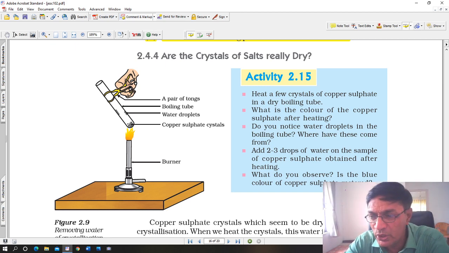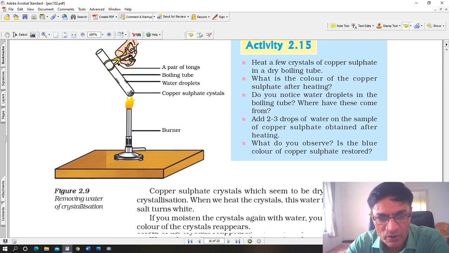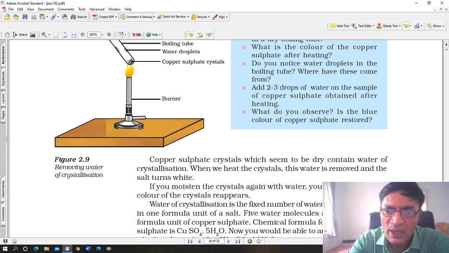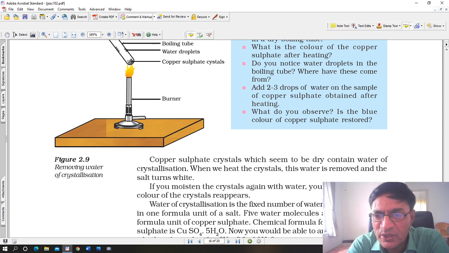Okay, so that actually shows the presence of moisture in salts. Then this experiment is for removing water of crystallization. Crystals जब बनते हैं ना, तो उसके अंदर थोड़ा पानी होता है. This process is called removing the water of crystallization, and that water in the crystals is called water of crystallization. Alright. Now, copper sulfate crystals, which seem to be dry, contain water of crystallization.